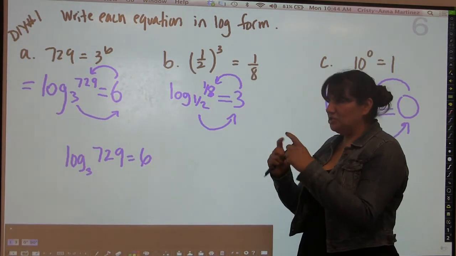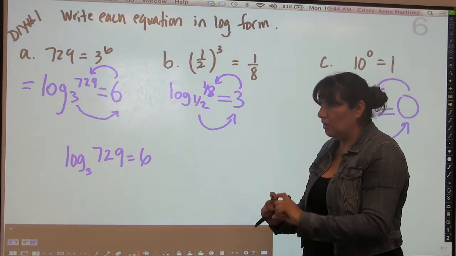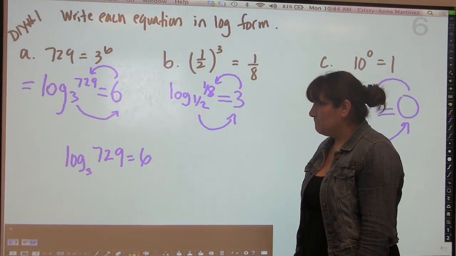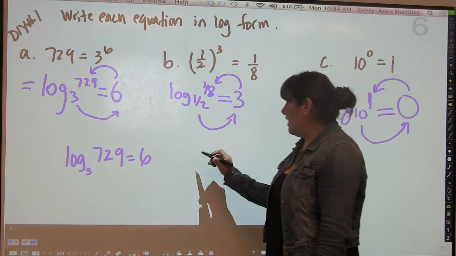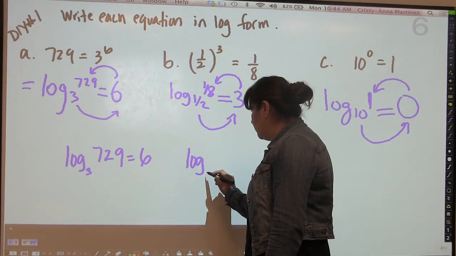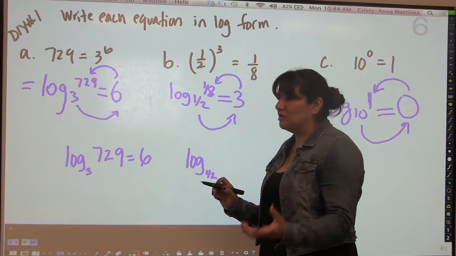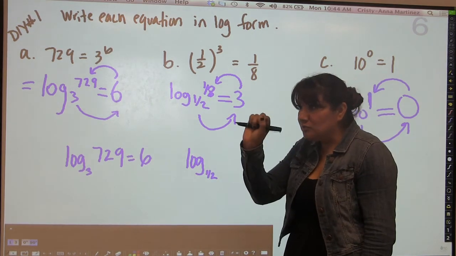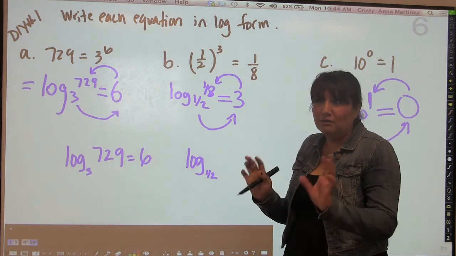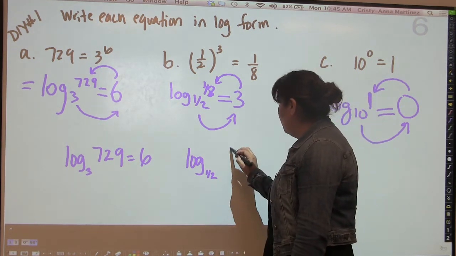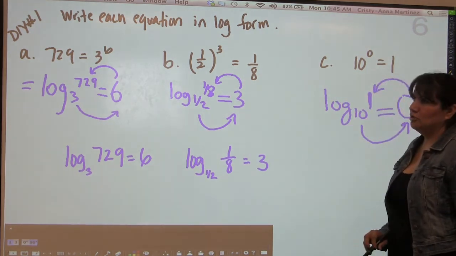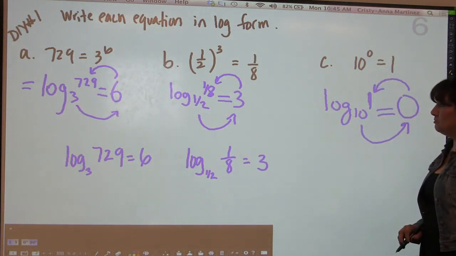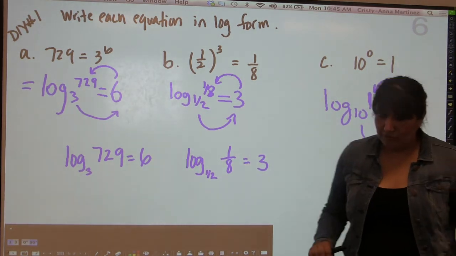The base should be a little subscript, smaller. Is the 729 and the 6 the same size? Yes. And this should be log with a little subscript down here. You know how when you write a square root, the little square is small, or the cube root is small? That's how small it needs to be. And then 1/8, all big. Okay, so those little subscripts need to be a little bit smaller, all right? Just gonna say that for you.